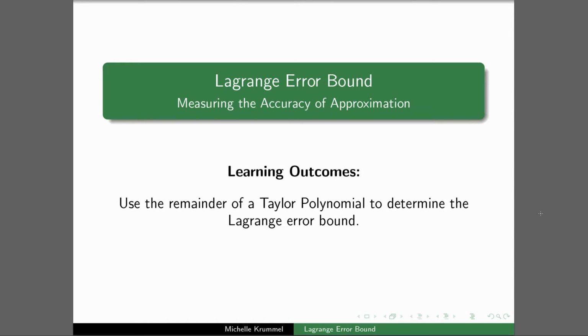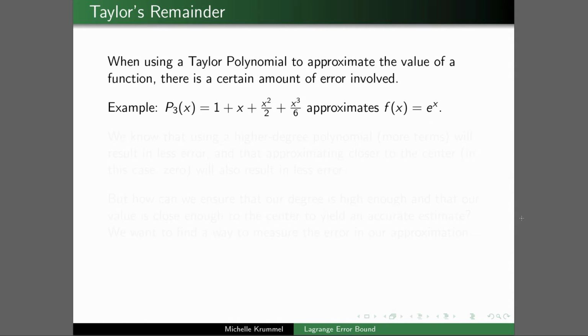In this video, we'll use the remainder of a Taylor polynomial to determine the Lagrange error bound. When using a Taylor polynomial to approximate the value of a function, there will be a certain amount of error involved. For example, we might use a third-degree Taylor polynomial to approximate the function f of x equals e to the power x. If we use our polynomial to approximate the value of e to the power x, at any x value other than the center, we should expect to have a certain amount of error.